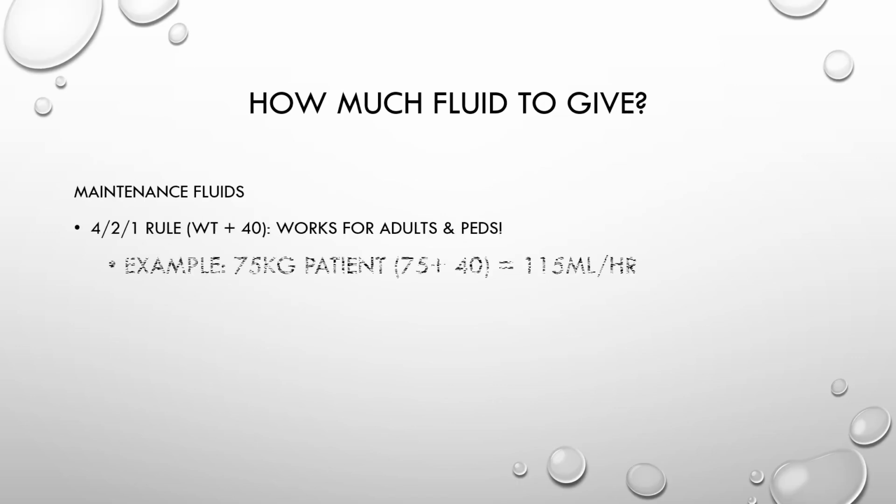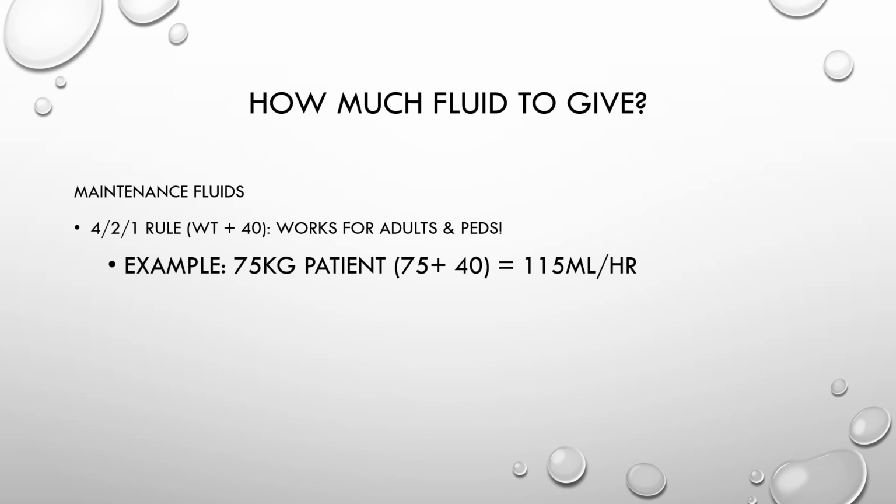Another way to look at this is using the 4-2-1 rule. This is basically used for adults and peds and is calculated by 4 mLs per kilogram per hour for the first 10 kilograms, which equals 40 mLs per hour. Followed by that is the 2 rule, which is 2 mLs per kilogram per hour for the second 10 kilograms, which equals 20 mLs per hour, and then 1 mL for every kilogram per hour for subsequent kilograms.